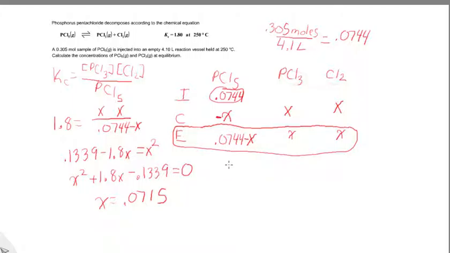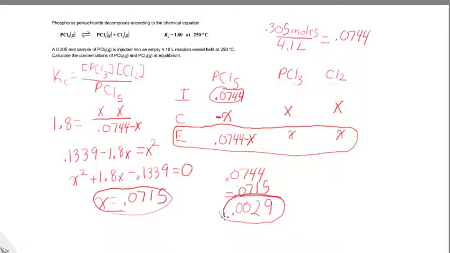I need to find PCl5. So it's 0.0744 minus 0.0715, and it's 9 and 200. Okay, so I have this concentration and this concentration.